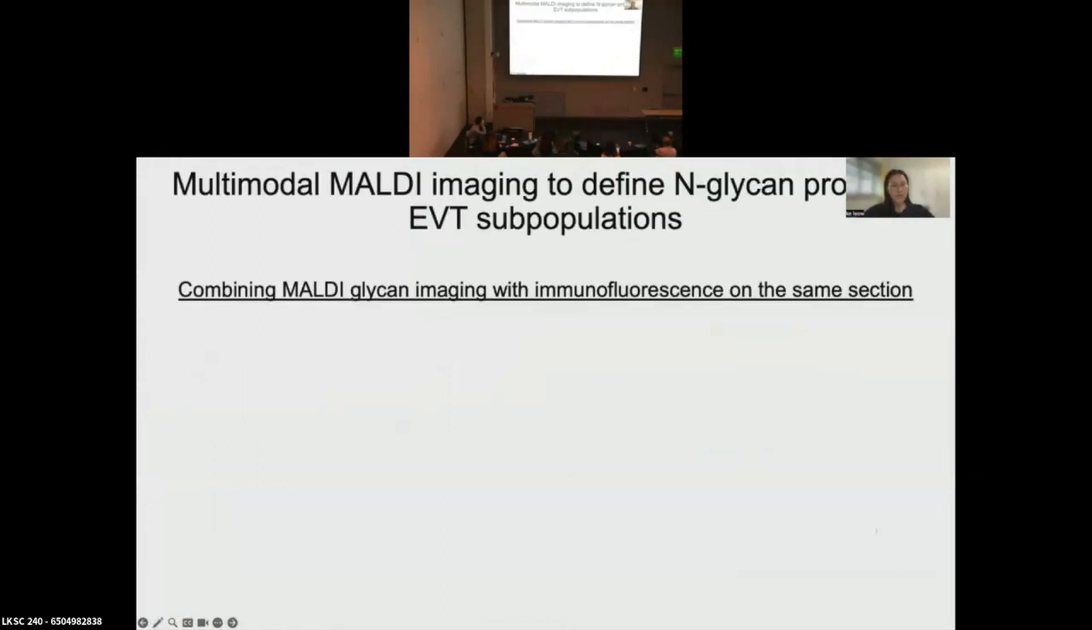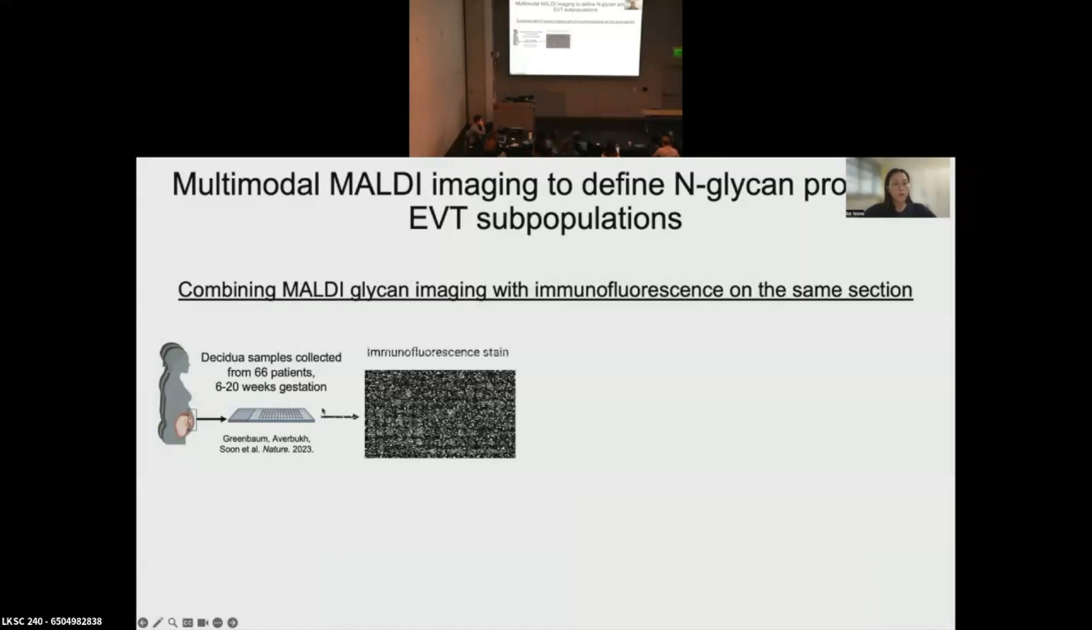So in this study, to profile the glycans in the trophoblast subpopulations, we use a multimodal approach that combines the glycan information from MALDI with histology from immunofluorescence and H&E. And we perform imaging simultaneously on the same slide to directly match histology to the glycan phenotypes. We use a cohort of decidual samples from the first and second trimester of elective terminations of normal pregnancy. We perform a 3-plex immunofluorescence to obtain high resolution images.